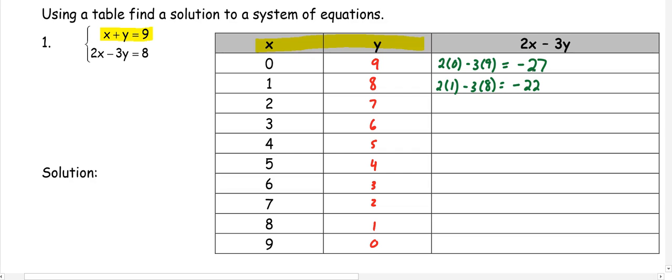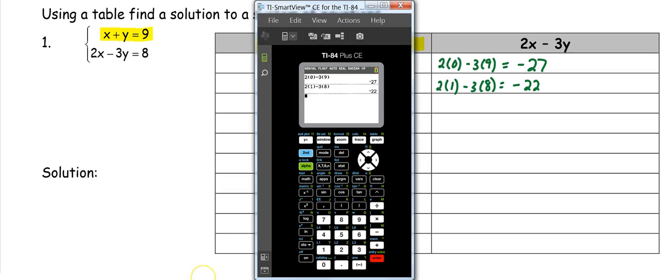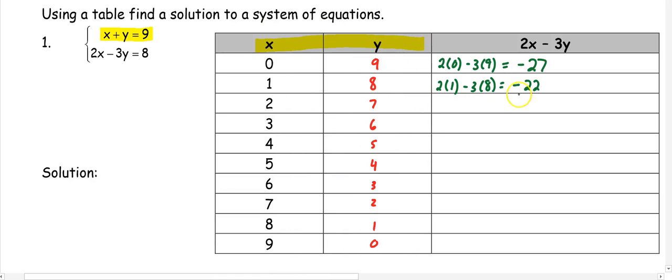Now, when you're solving by table, you can just keep going row by row, or you can skip around and use a little guess and check. I'm going to skip down about 2 rows just because I see negative 22, and this hasn't really gotten me to a positive number yet. So I'm going to skip down a couple of rows. I'm going to try the row that has 4 and 5 for my x and y.